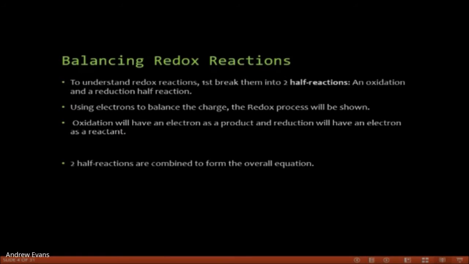The idea here is that the electrons lost on one side of the reaction must equal the electrons gained on the other. And so to do this, we're going to split it in half. The oxidation, where electrons are lost, will have electrons as a product. Reductions will have electrons as a reactant. But eventually, we will combine them back together to form an overall equation.